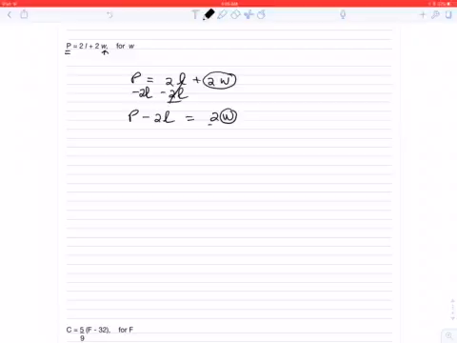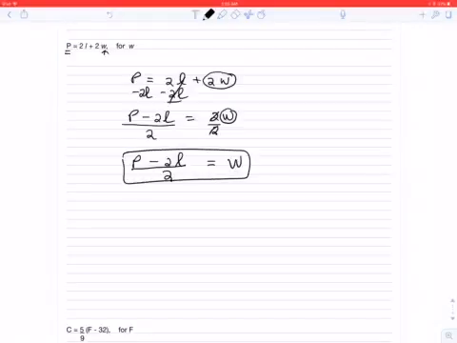I can divide by 2. So if I divide the right side by 2, I have to do the same thing to the left side. So I have W equals P minus 2L over 2.